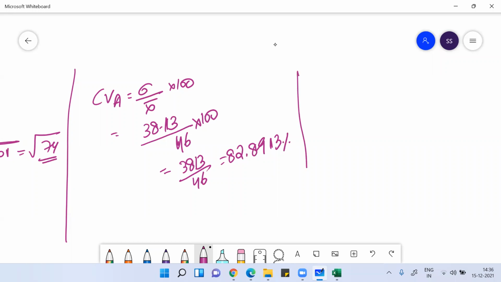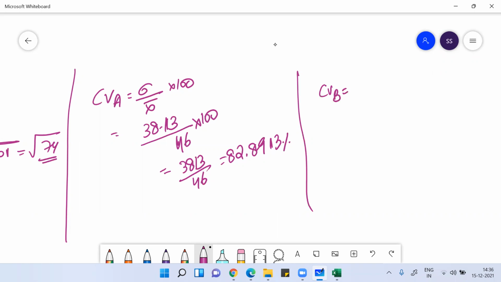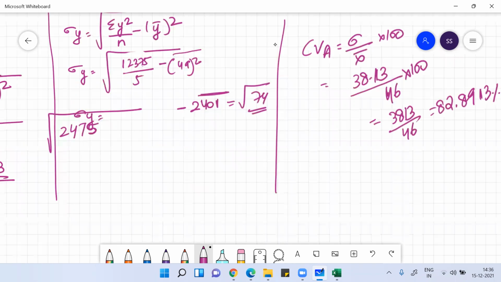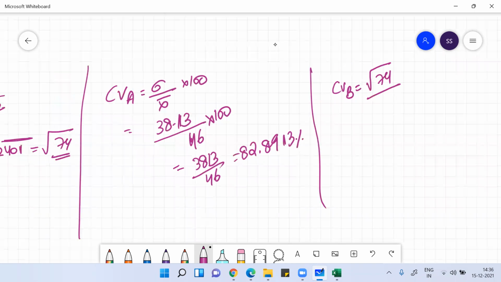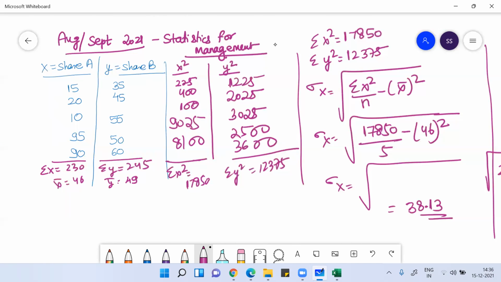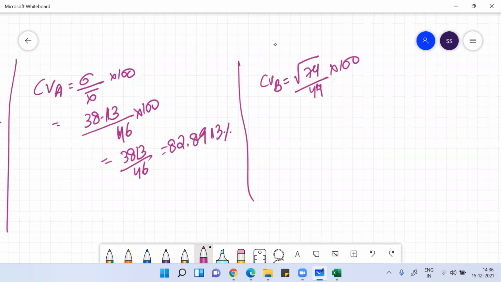Similarly, the coefficient of variation of B would be the standard deviation of B, root of 74, divided by the mean of B, which is 49, into 100. Tell me the value for this.